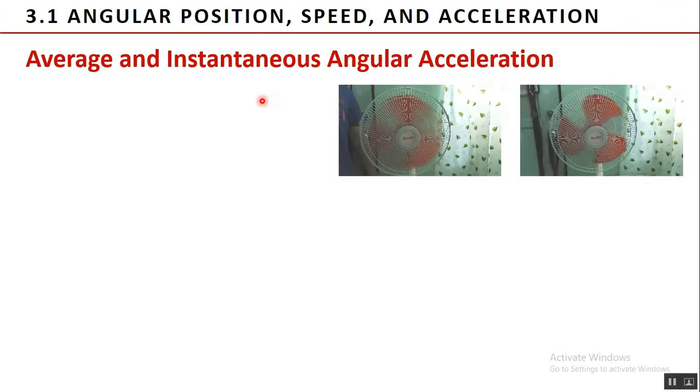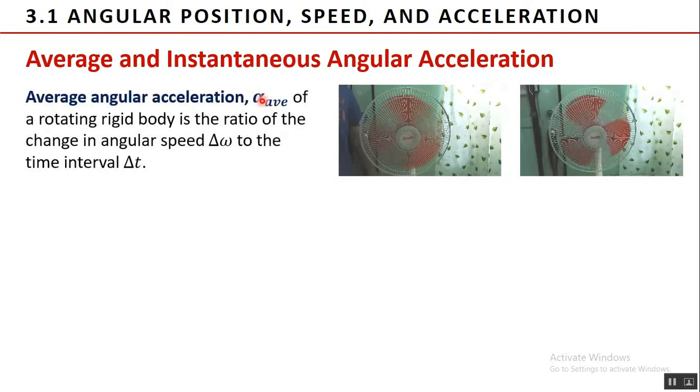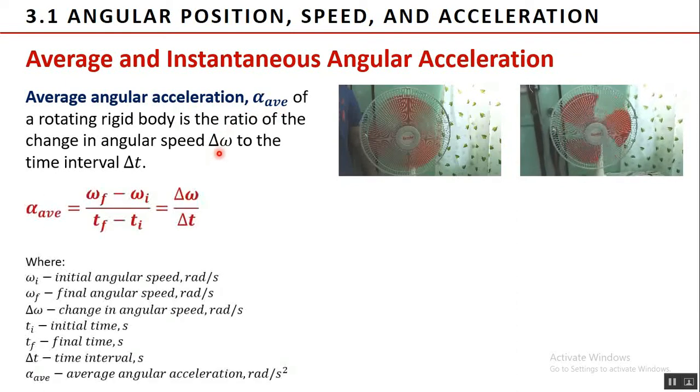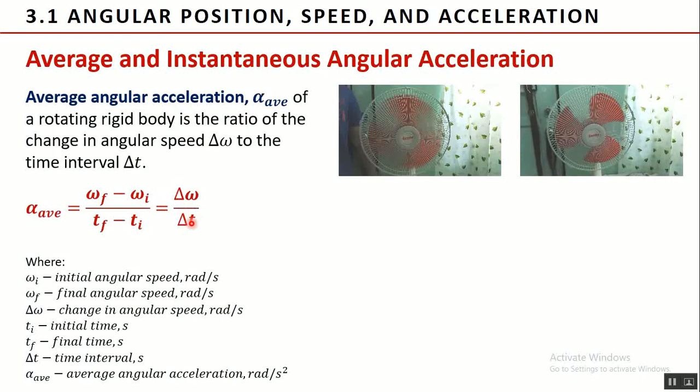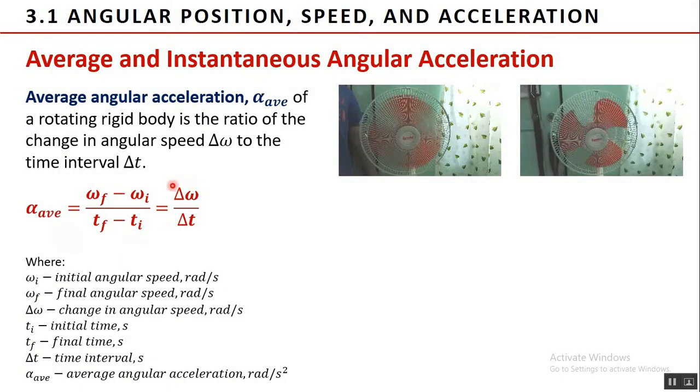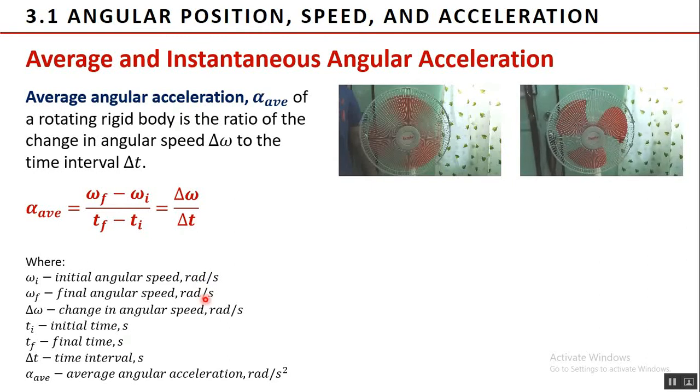Let us begin with the average acceleration. The average angular acceleration of a rotating rigid body is the ratio of the change in angular speed, delta omega, to the time interval, delta t, wherein the change in angular speed is the difference between the final angular speed and initial angular speed. The SI unit of angular acceleration is radians per second squared, for as long as the unit of the initial and final angular speeds is radian per second, and the time interval is in seconds.